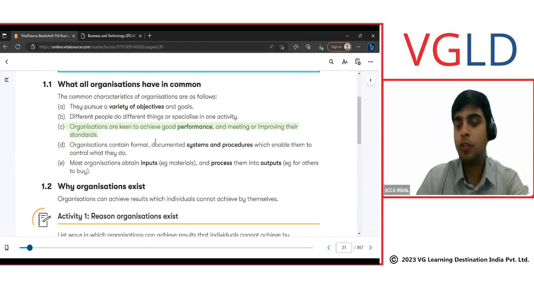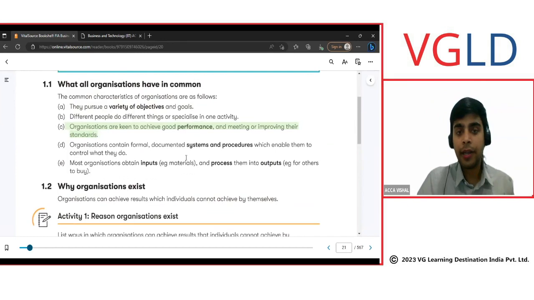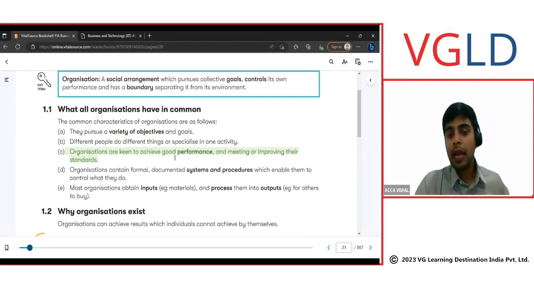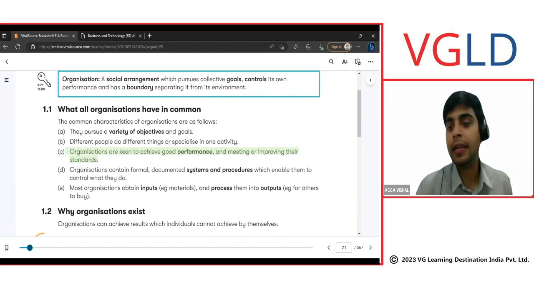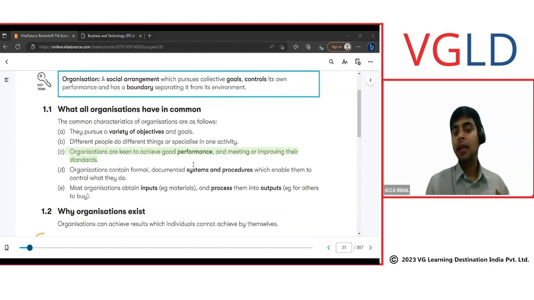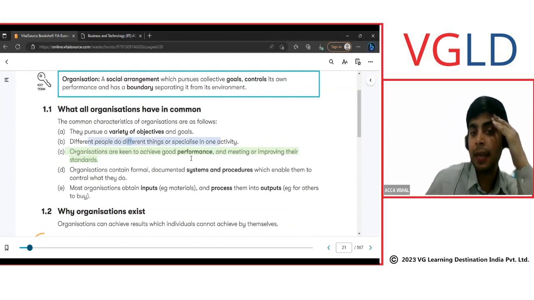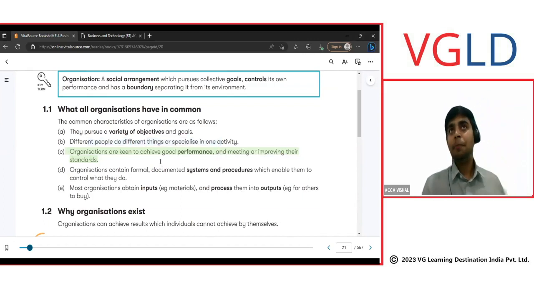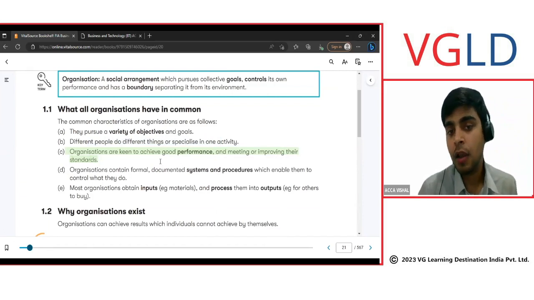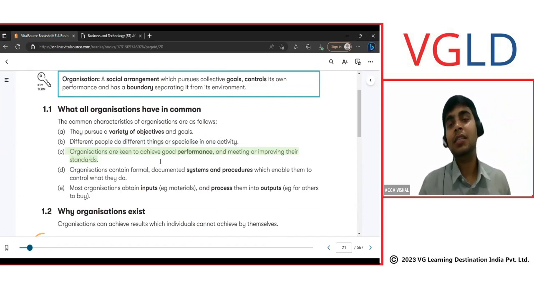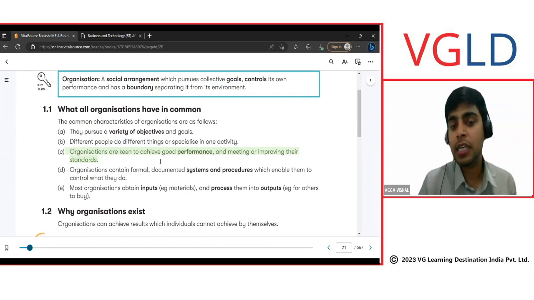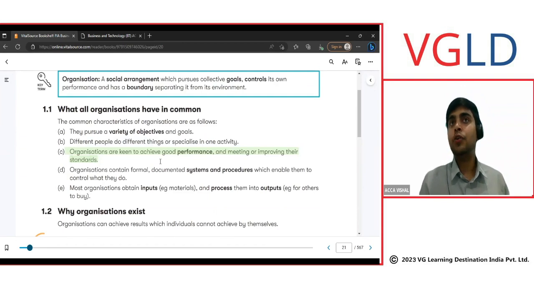Okay, I take it as a no, but I'll go through the third point again. What I meant by good performance, and meeting and improving the standard: if you remember the second point, I said some people will do the entire business by themselves, or even in the case of charity, or cooperative societies, which we'll be discussing later. But even in those cases, let's say you take a task and you do it on your own.